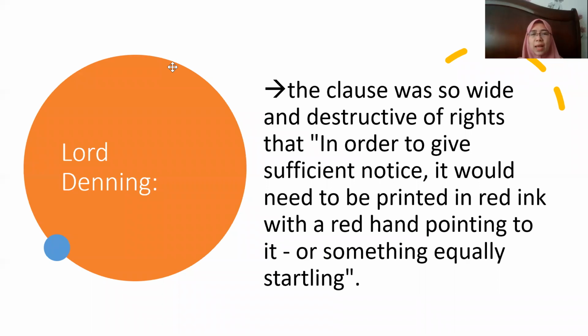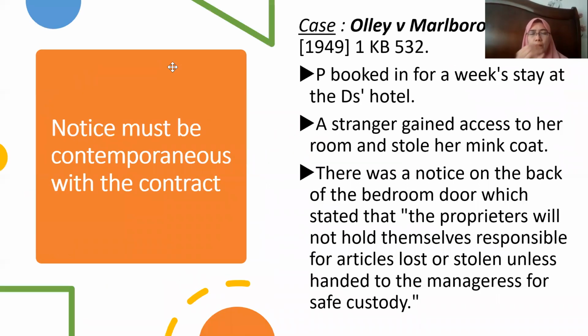Lord Denning said that in order to give sufficient notice, in order to be considered reasonable notice here, it would need to be printed in red ink, with a red hand pointing to it, or something equally startling. Meaning that the party must be made aware of this very destructive exemption clause, because here he doesn't have the right to claim later. He must be made aware of it. Another condition we will continue later. I stop here. This is the second condition of the exemption clause.